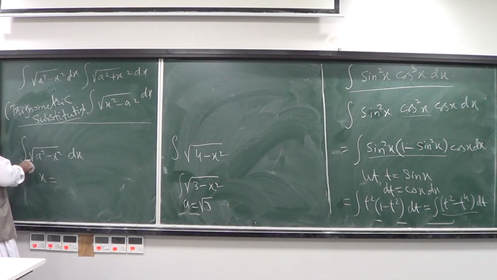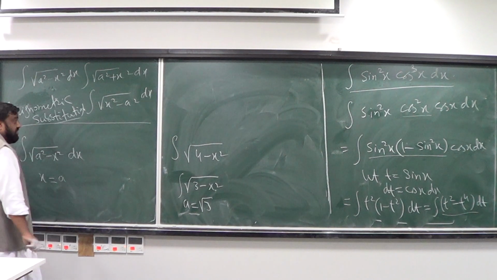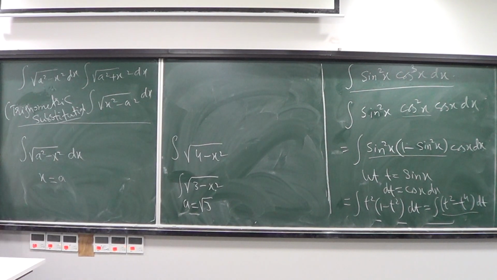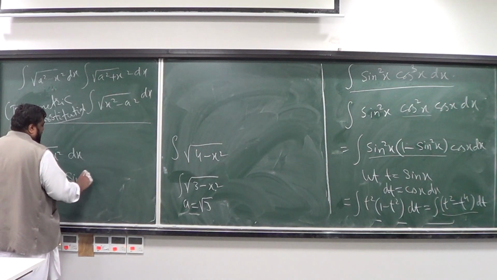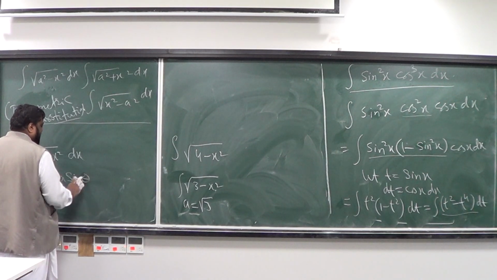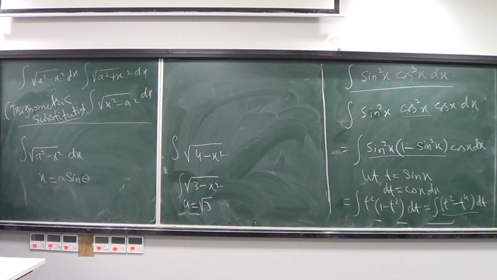So take this constant A, and multiply it with, say, sine theta or cosine theta. Choose any one, sine theta or cosine theta, both would work actually. So in other words, let x be A sine theta.